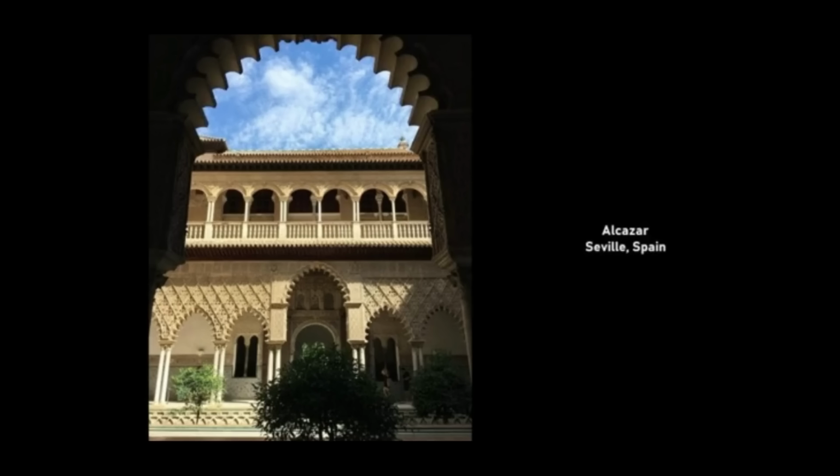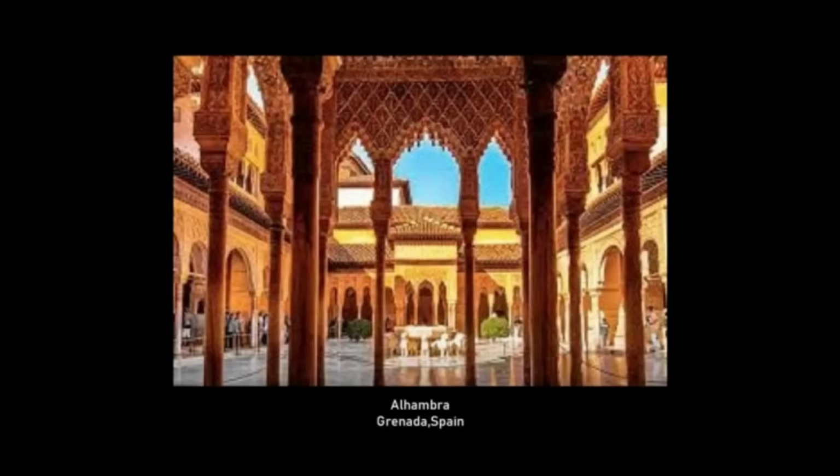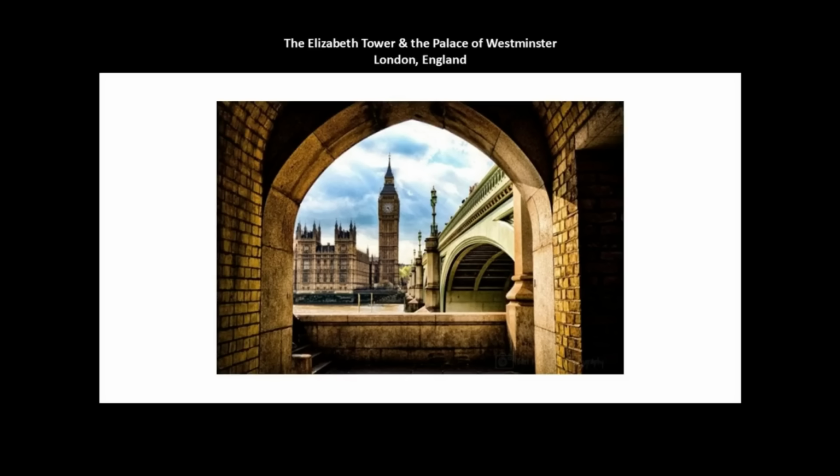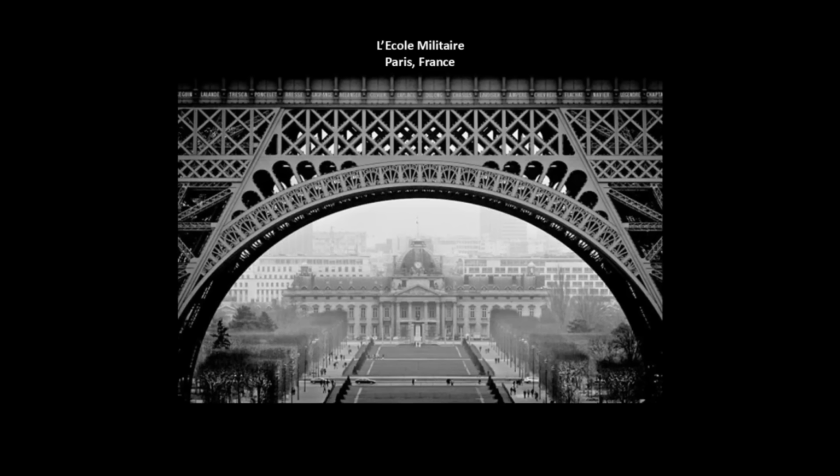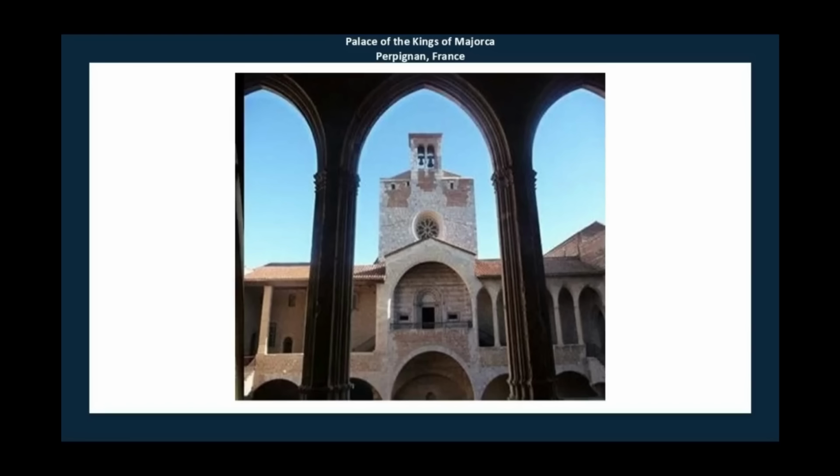Also, the same perfect alignment occurs with archways and buildings all over the world, like in Spain at the Alcazar in Seville, and the Alhambra in Granada, the Elizabeth Tower at the Palace of Westminster, the Parliament Building in London, l'École Militaire, or the military school, through the Eiffel Tower's archway in Paris, at the Palace of the Kings of Majorca in Perpignan in southern France, in Hungary at the Fisherman's Bastion in Budapest, where you can see the Hungarian Parliament building framed perfectly through the archways.